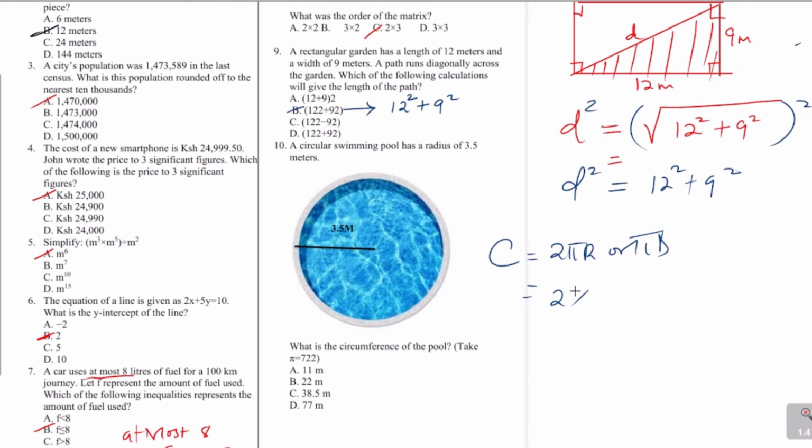So 2 pi, use pi to be 22/7. I believe that is the one you're supposed to use. 2 times 22/7 times the radius, 3.5. So you can divide out these: 7 by 7 is 1, 3.5 by 7 is 0.5. So you multiply 2 times 22, that will be 44 times 0.5, which is 44 times a half. That will be 22 meters.